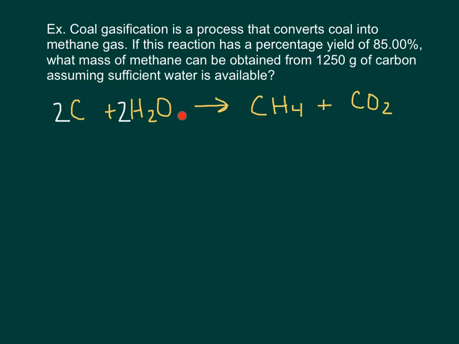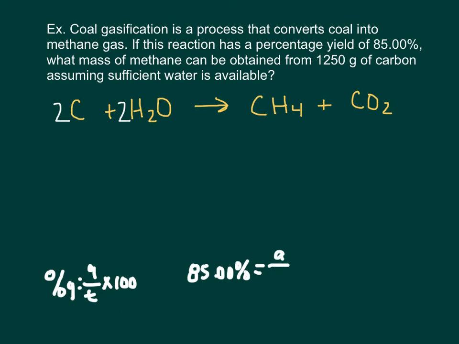So there's enough water, that's our excess reactant. The 1,250 grams of carbon is going to determine how much methane. That's the methane right over here. So this is a percent yield problem. So remember, percent yield equals actual over theoretical times 100, and we know the percent yield in this case is 85.00%, and then we don't know our actual and we don't know our theoretical. We're going to solve for actual, but we can find theoretical first.